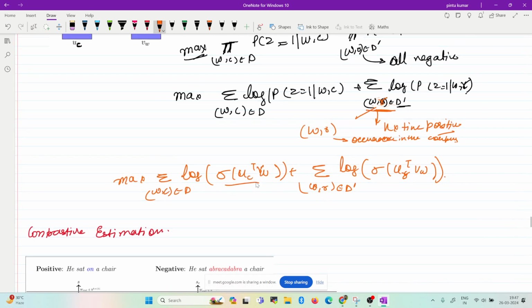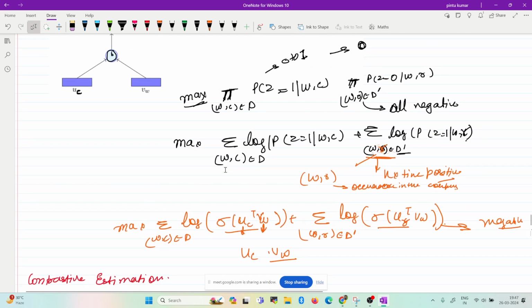Now you see there is no softmax involved over here. If you just use this as your maximizing function and learn this UC and VW, this is known as negative sampling, and you can learn these things.